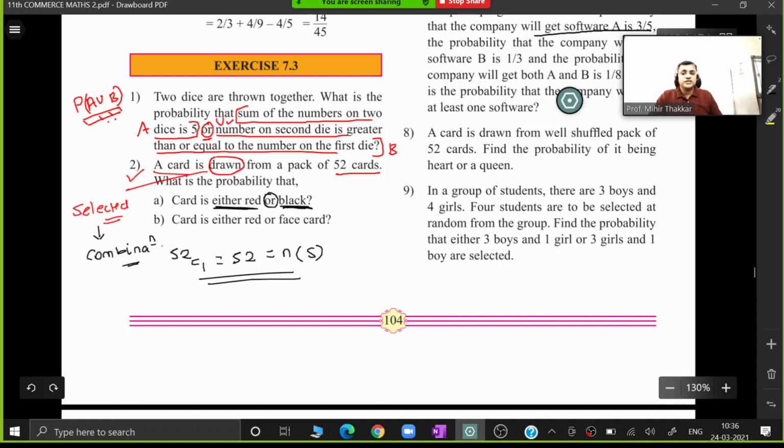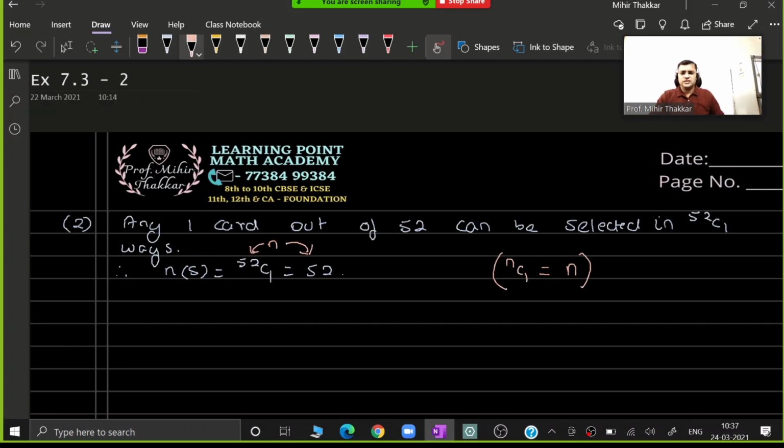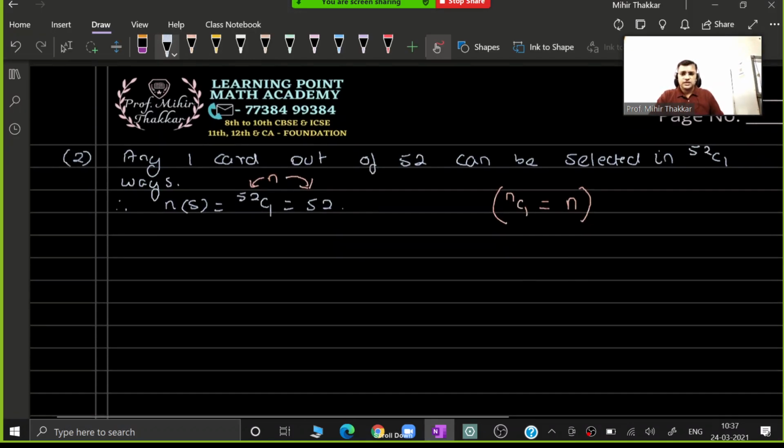Once again, as we discussed in the first question, "or" is for union, so red is for A and black is for B. So basically we just have to calculate the probability of A union B in this sum also. It's a very simple sum, guys. Let us do it quickly.